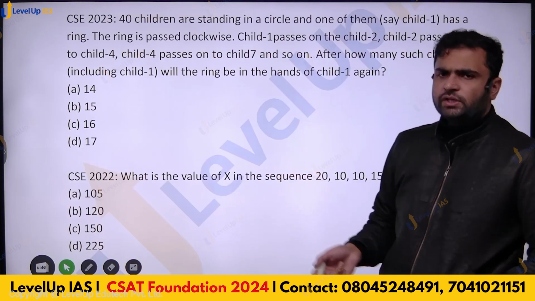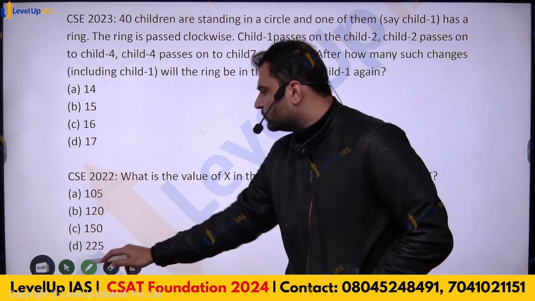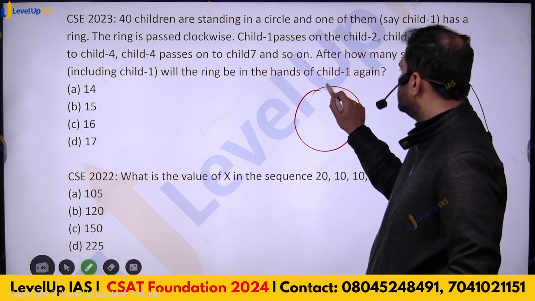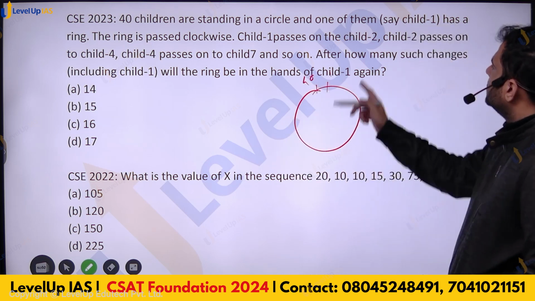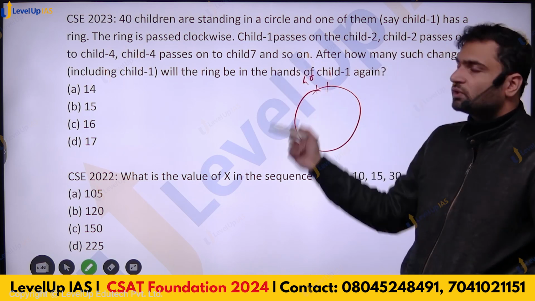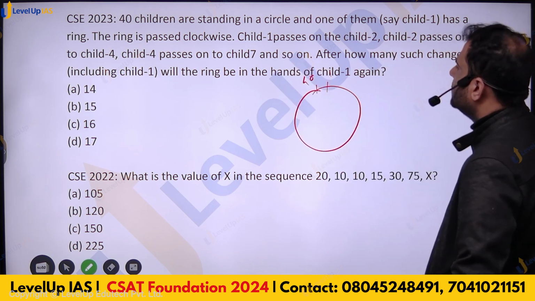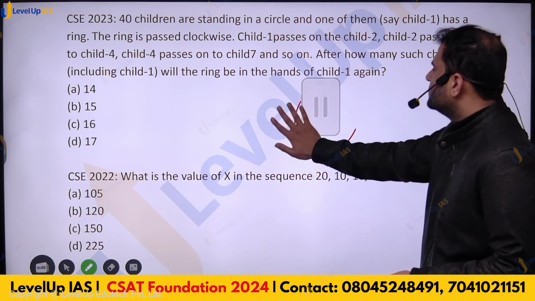Next question is, we have 40 children standing in a circle. One of them, say child number 1. So we have 40 children like this. This is child number 1, this is child number 40. They are standing in a circle. Child number 1 passes to child number 2, 2 passes to 4, 4 passes to 7, and so on. And the question is, after how many such changes will this ring be in the hands of child number 1 again?